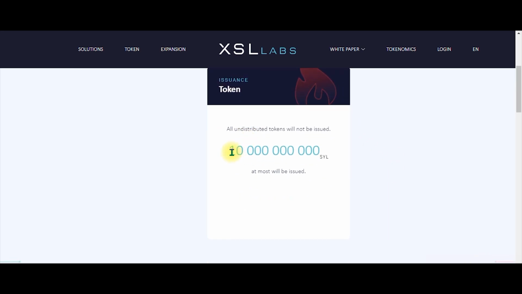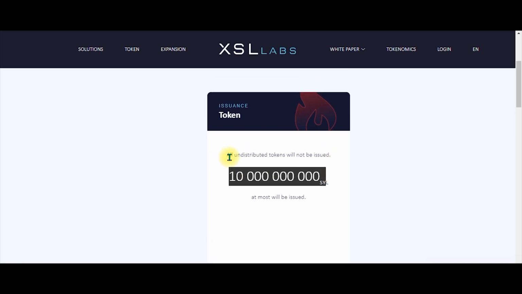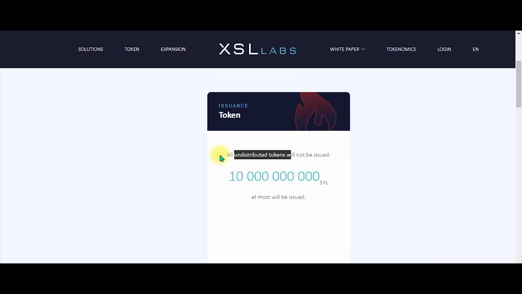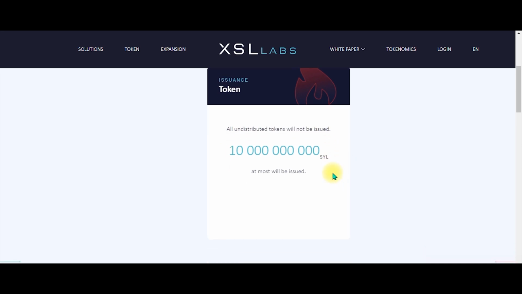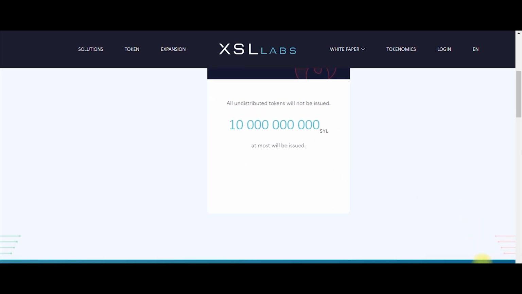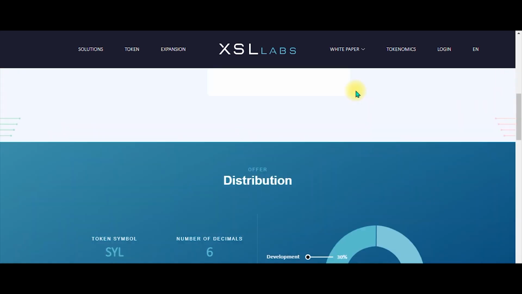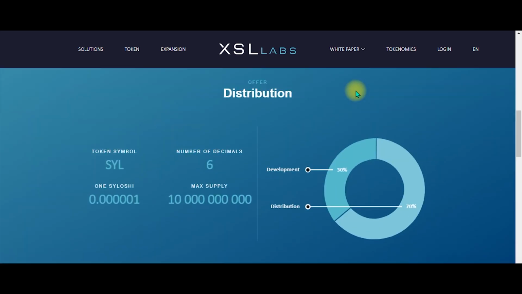So what we have here is a huge number of tokens and the undistributed tokens. All the undistributed tokens won't be issued, so these are the ones that will be issued right now. And below here we see the distribution chart. For development they have 30%, for distribution they have 70%. The token symbol, we know, is SYL.